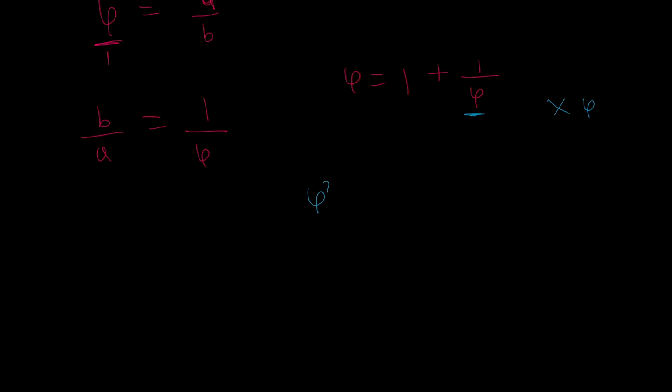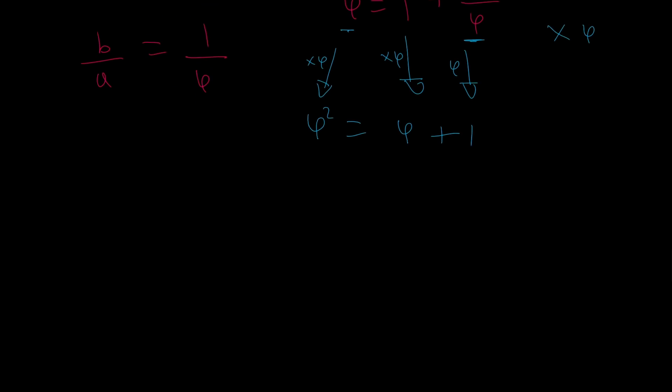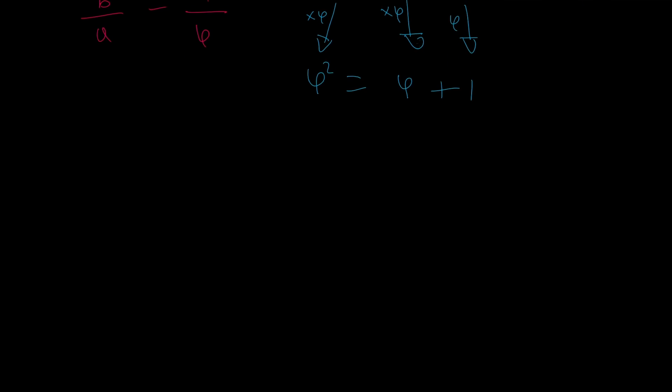So that becomes phi squared, because phi times phi here is phi squared. So you are multiplying it by phi, which gives 1 times phi, which equals phi, and all of this times phi. And if we're dividing it by phi, it just cancels out and we get plus 1. Let's rearrange it so it's all on one side. Phi squared minus phi minus 1 equals 0.